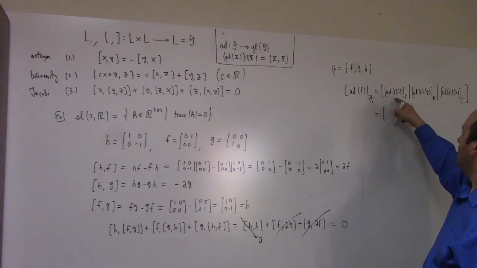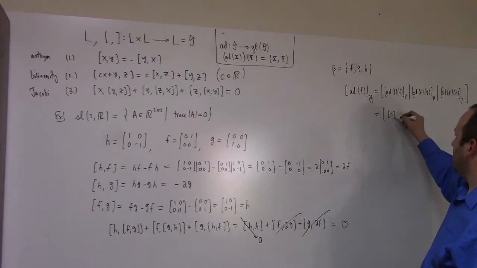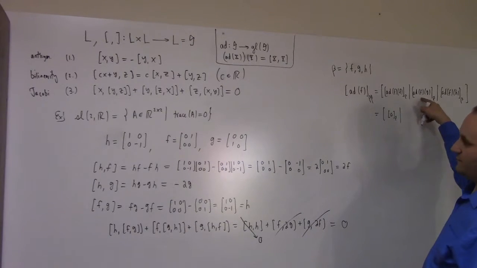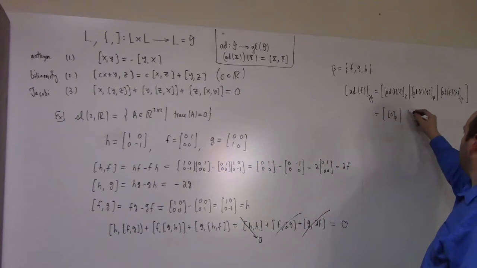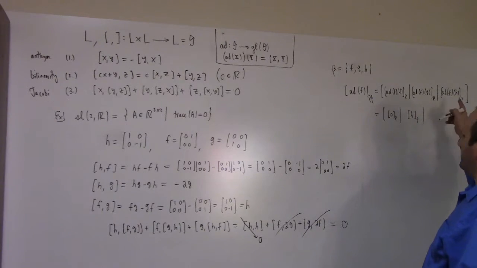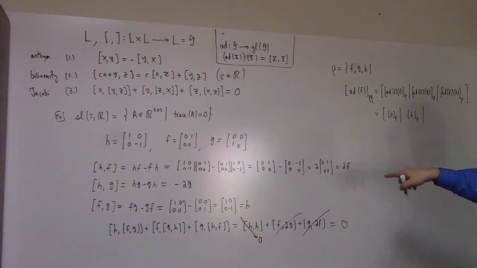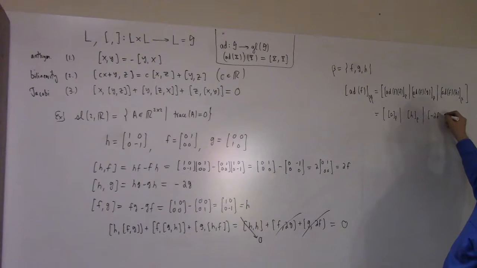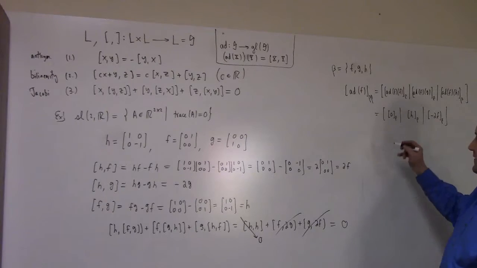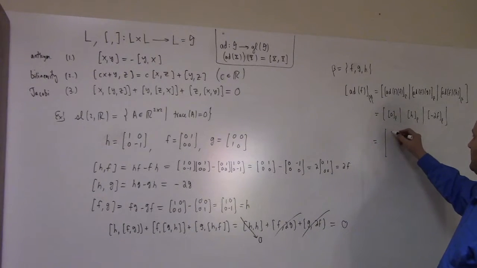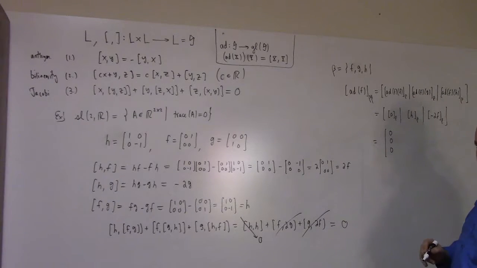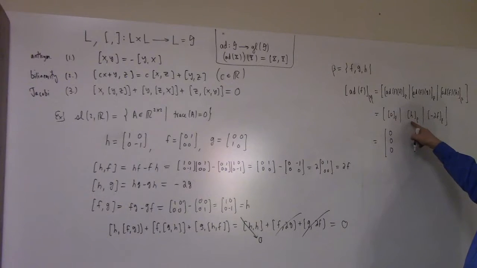You got F with F, well, that's 0. Adjoint, so F bracket G is H. FH is minus 2F. And so by the usual, this gives me column 0, 0, 0. And let's see here, this gives me 0, 0, 1. This gives me minus 2, 0, 0.